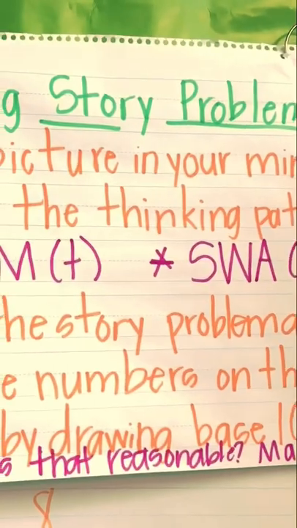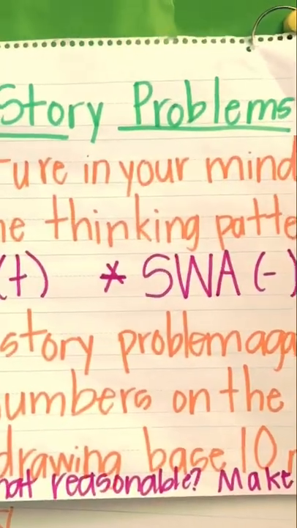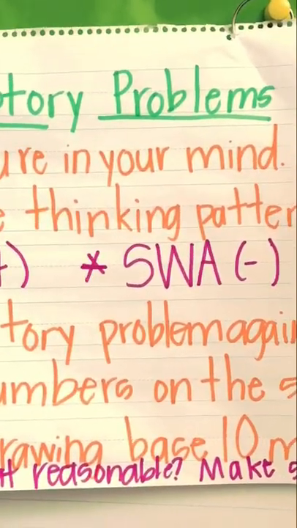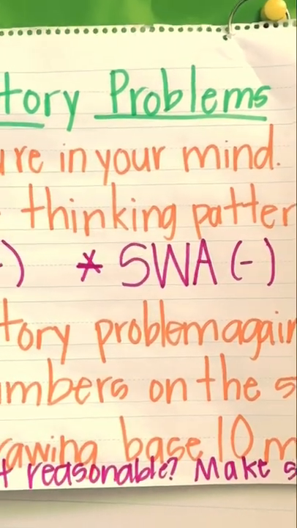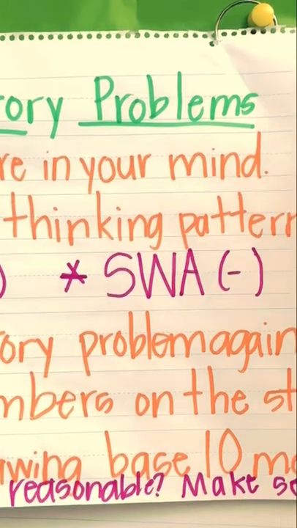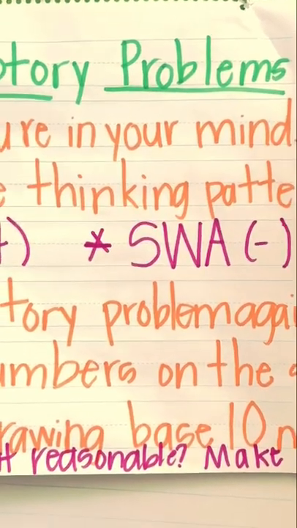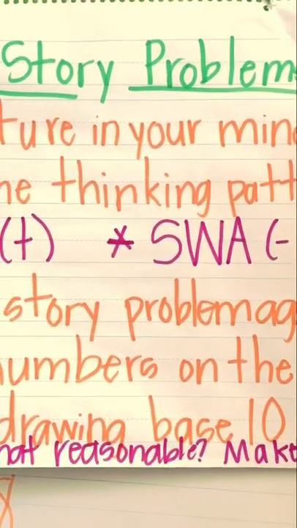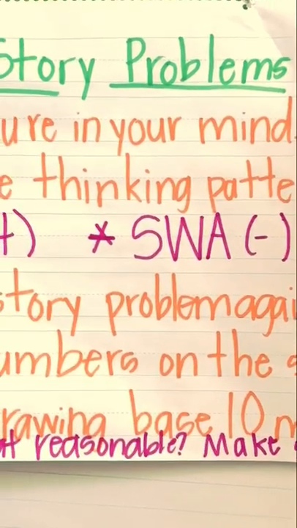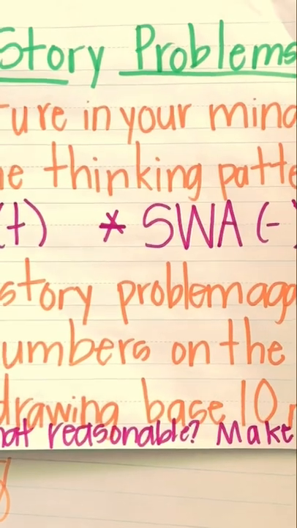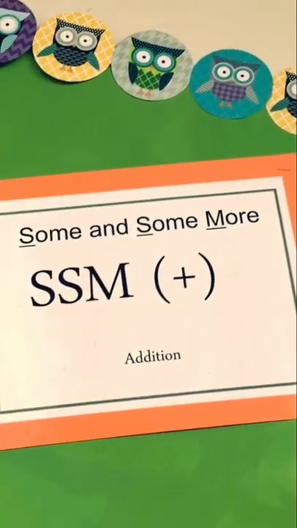All right. So step one, we make a picture in our mind as the word problem is being read. Step two, we ask, what is the thinking pattern? What did we see? SSM means some and some more, which means that we add. And SWA means some went away, which means that we subtract. There's our some and some more poster, which I can also take a picture of and post.